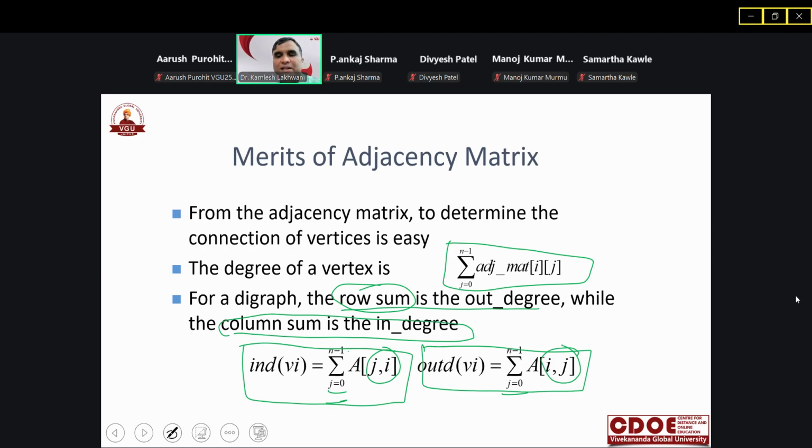In that case, I told you i represents the row, j represents the column. Only these two are reversed. Here is ji and here ij is mentioned. The rest is same.